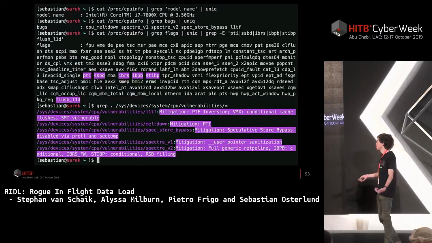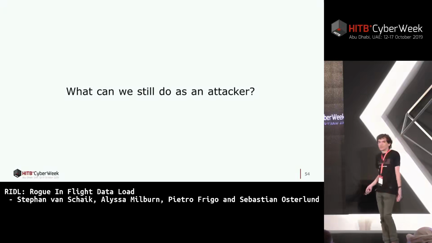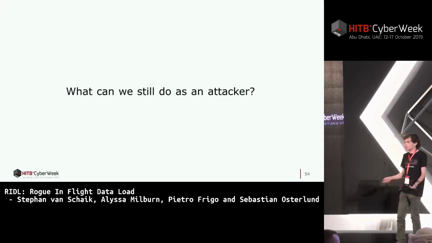So as you can see, it has all the mitigations. And the question is, of course, well, we're an attacker, can we still do something on such a system where you have the mitigations against Meltdown, you have mitigations against Spectre and Foreshadow? What can we actually do as an attacker?